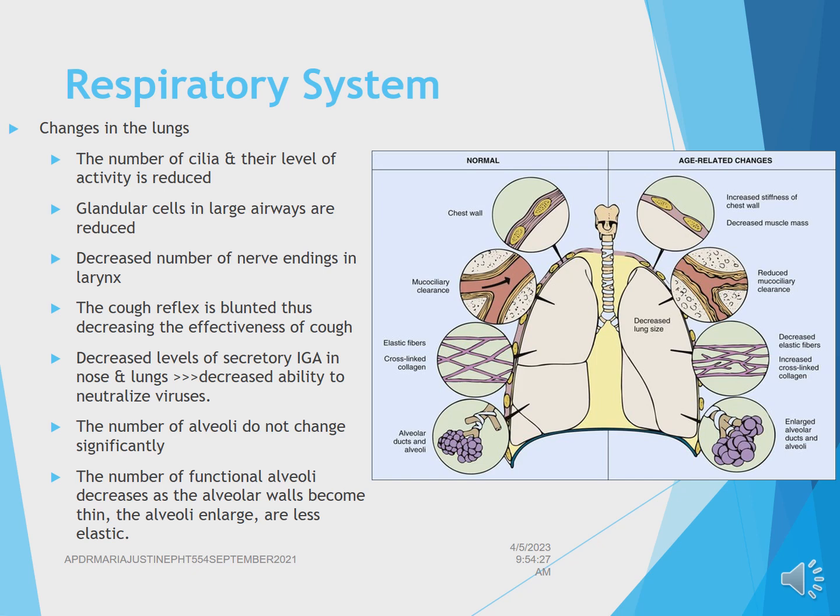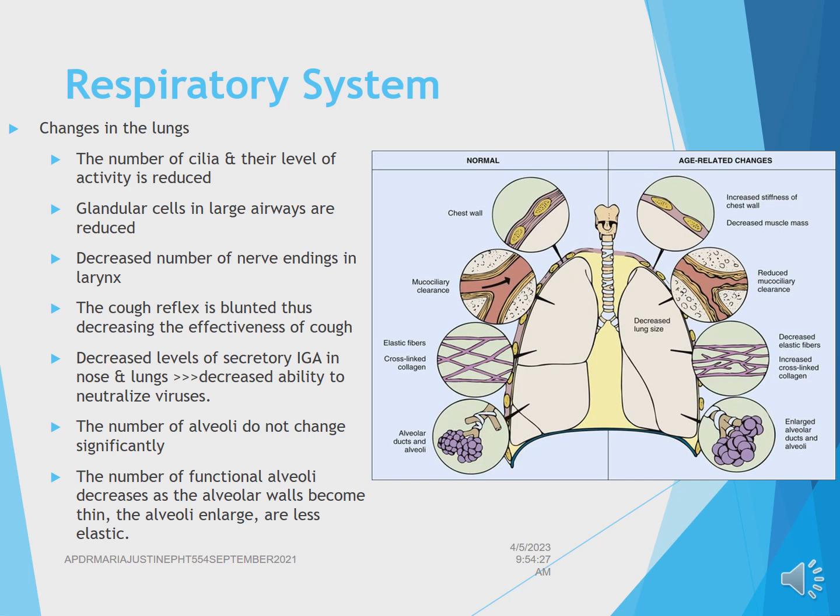Okay, changes in the lungs. The number of cilia and the level of activity is reduced. The glandular cells in large airways are reduced. There will be a decreased number of nerve endings in the larynx. The cough reflex is blunted, thus decreasing the effectiveness of cough.